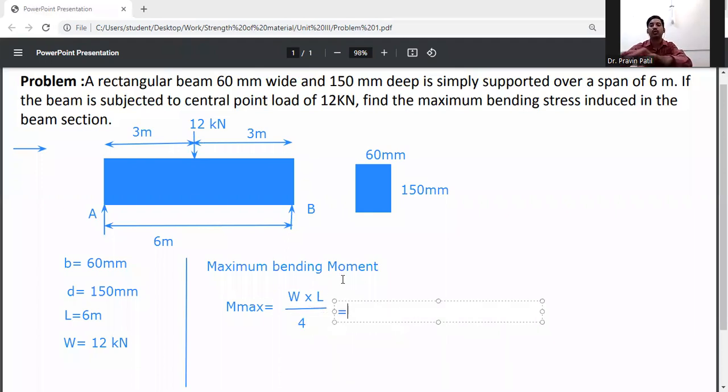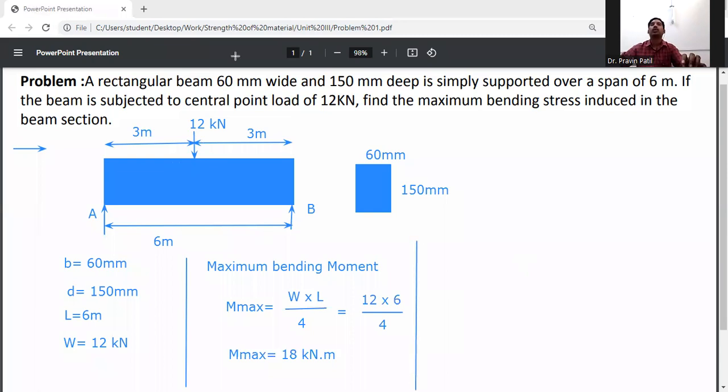Okay. So W is 12, 12 into 6, divided by 4. We get M max, the maximum bending moment, is equal to 12 into 6 divided by 4, so it will be 18 kilonewton meter. Okay.